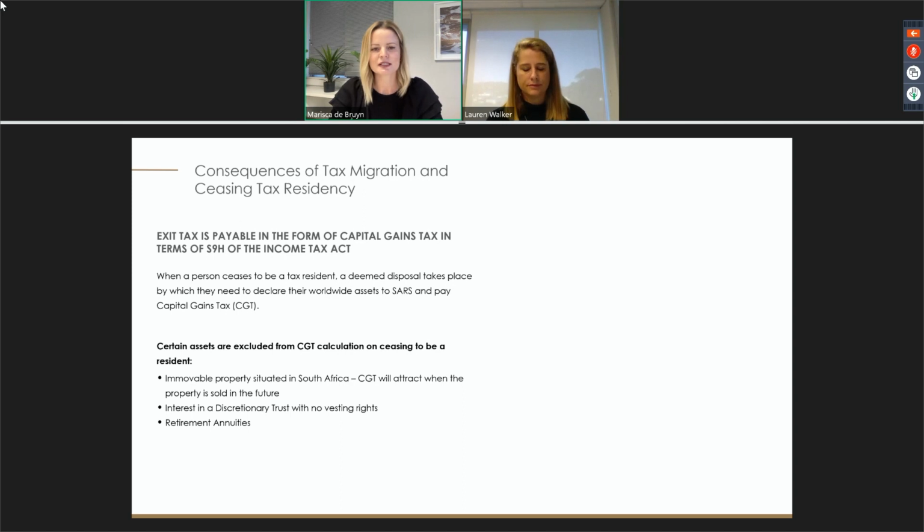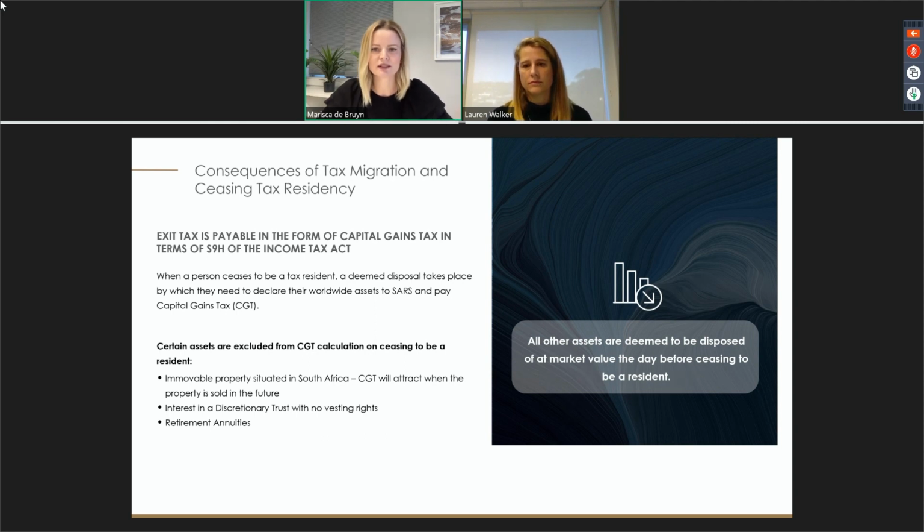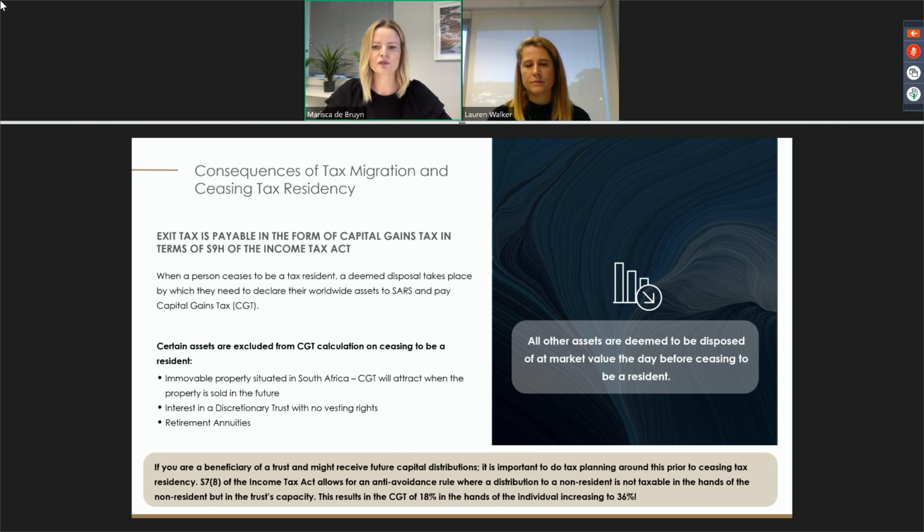Then also, if you've got an interest in a discretionary trust with no vesting rights, that just means you don't actually own anything from the trust, so there's no capital gains tax that will be deemed there. And then also retirement annuities, because they have their own tax rates. But all other assets that you own, like investments in private or listed companies, or maybe foreign property, would attract capital gains tax. And the proceeds in that transaction would be the market value of the assets the day before you cease tax residency.